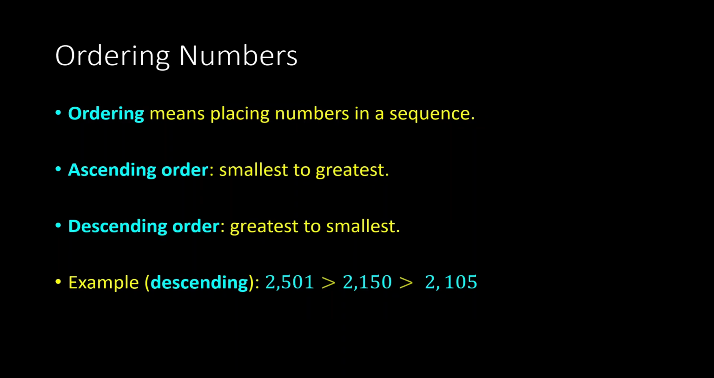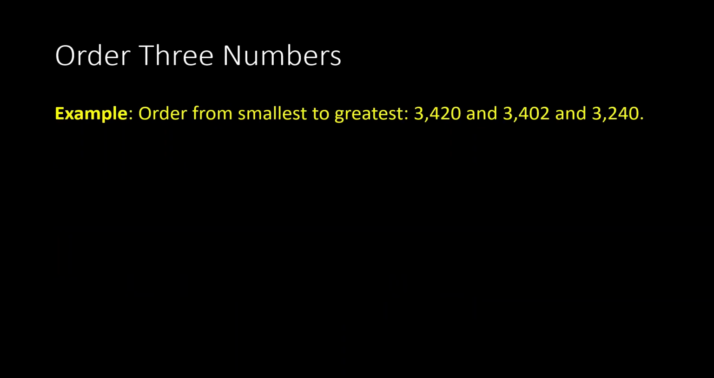In the next example, we're required to order the three numbers shown on your screen from smallest to greatest. To order these numbers, compare them using place value. So, for the thousands digits, we have all threes. Therefore, we need to move on to the next digit. So when we compare the hundreds digits, we have that 2 is smaller than 4, and therefore the number 3240 is the smallest number.